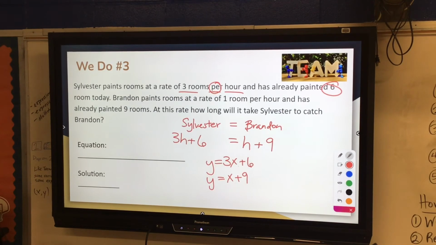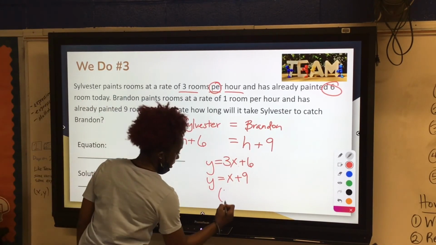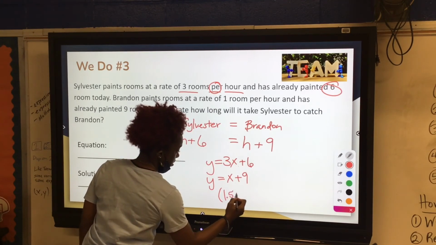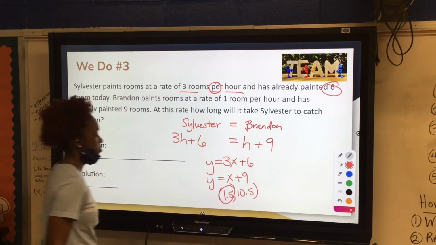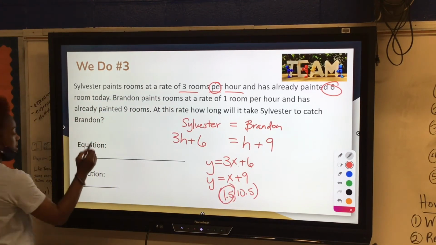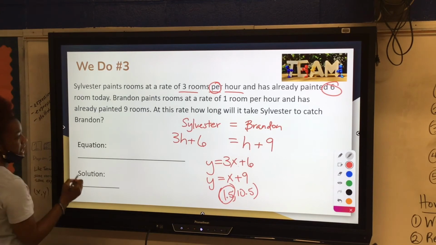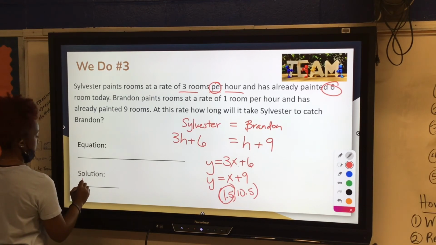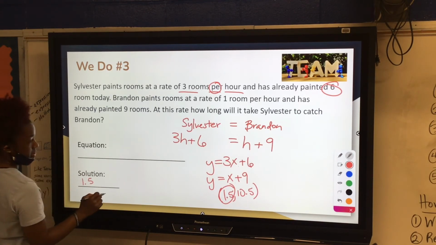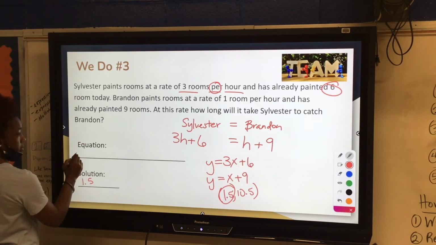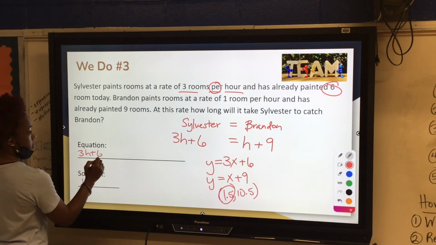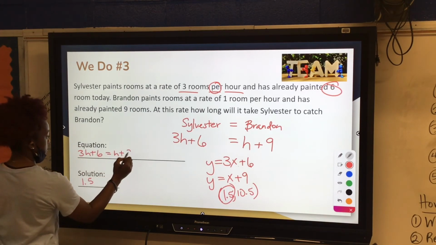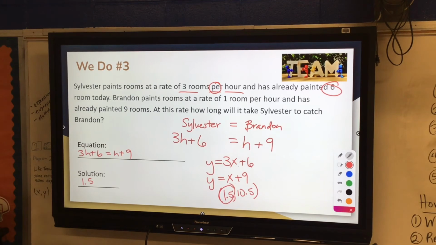Alright, once we put it in Desmos, what do we get? 1.5, comma, 10.5. Alright, so X equals 1.5. So it would take Sylvester 1.5 hours in order to catch Brandon. It'll take him 1.5 hours to catch Brandon.